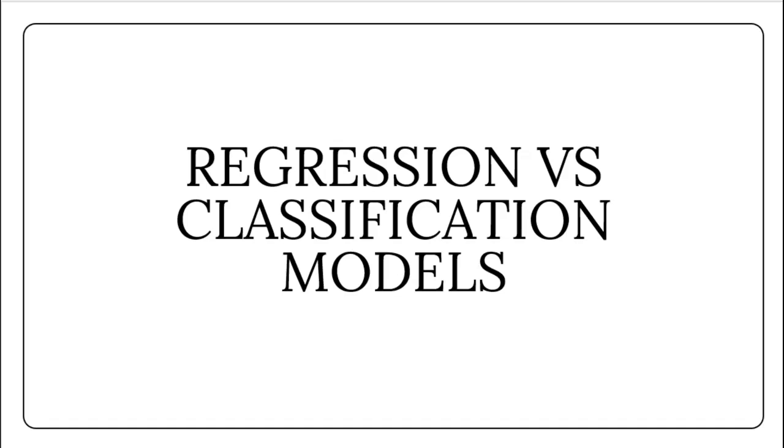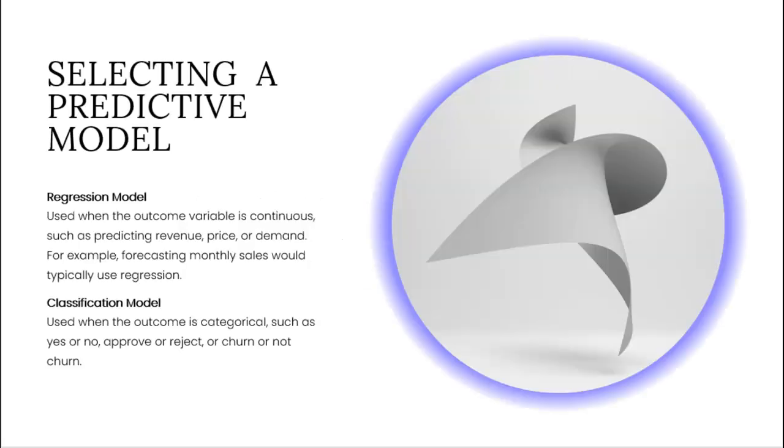What's the difference between regression and classification models in predictive analysis? When would you use one of these models over the other? Regression and classification are two common types of predictive models, but they serve different purposes. Regression models are used when the outcome variable is continuous, such as predicting revenue, price, or demand. For example, forecasting monthly sales would typically use regression.